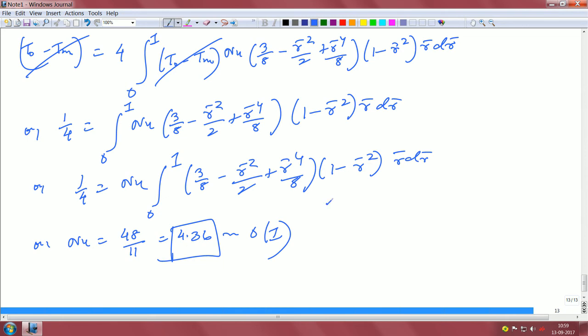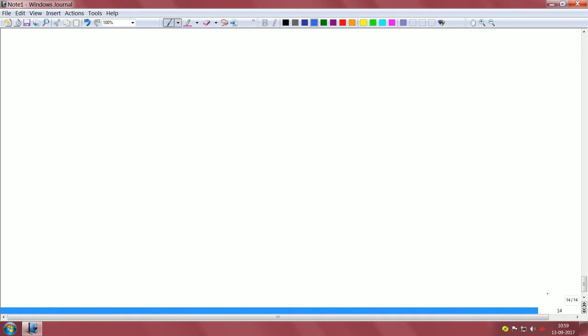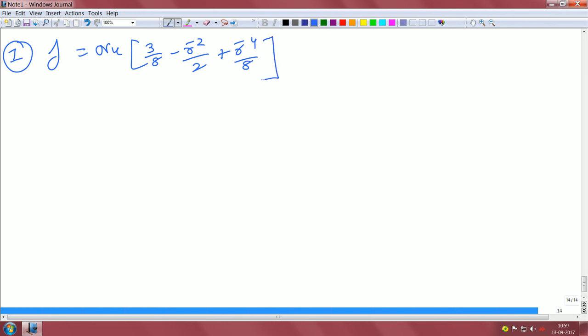So, two things we did. f represents what we call the fully developed temperature, right. We have found out what the fully developed temperature was. If I have to write it once again, you just note this down, because these are the findings: it is given as Nusselt number times 3 by 8 minus r square by 2 plus r to the power of 4 by 8, right.